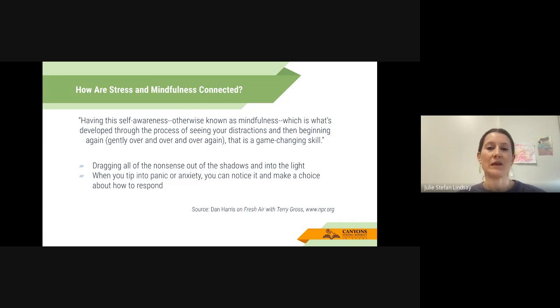So we are practicing that non-judgment toward ourselves and increasing our self-compassion. It also helps us when we tip into panic or anxiety. Having that skill of slowing down can help us notice that it's happening and help us make a choice about how to respond. So it helps us become slower to react and become more attuned to what we're feeling and what we might need.